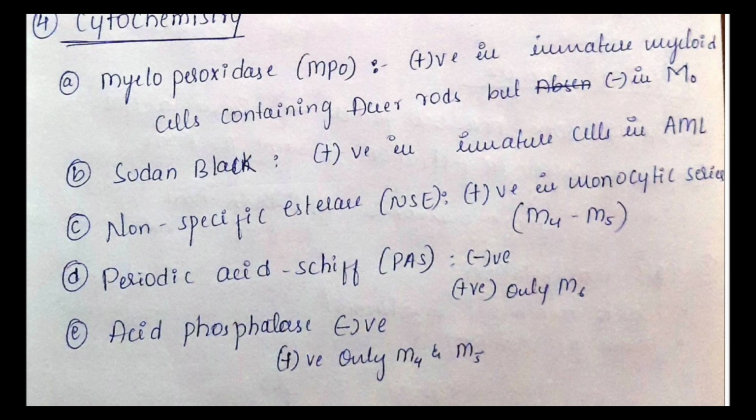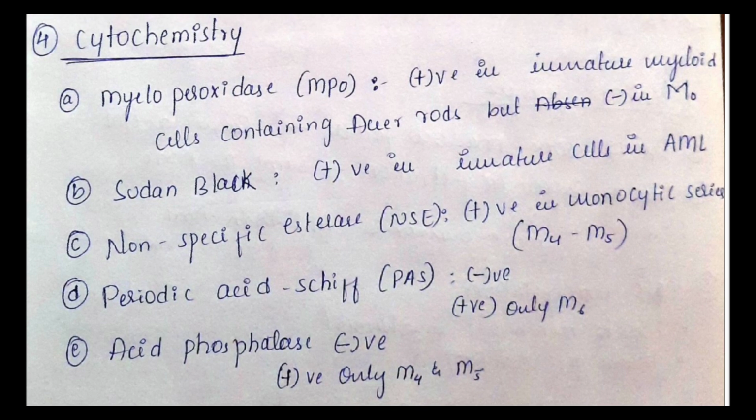Myeloperoxidase is positive for immature myeloid cells containing Auer rods and negative for M0. Sudan black is positive for immature cells in acute myeloid leukemia. Non-specific esterase is positive in the monocytic series. Periodic acid Schiff is negative and positive only for M6. Acid phosphatase is negative and positive only for M4 and M5. This cytochemistry is important for MCQ purposes. You specifically remember these 5 stains: myeloperoxidase, Sudan black, non-specific esterase, periodic acid Schiff, acid phosphatase.